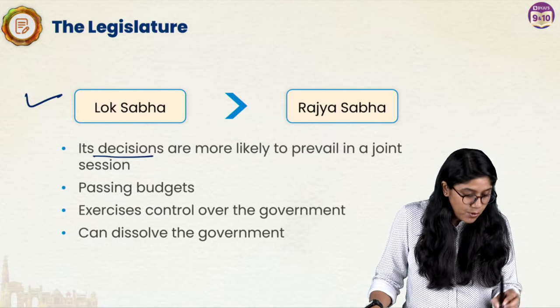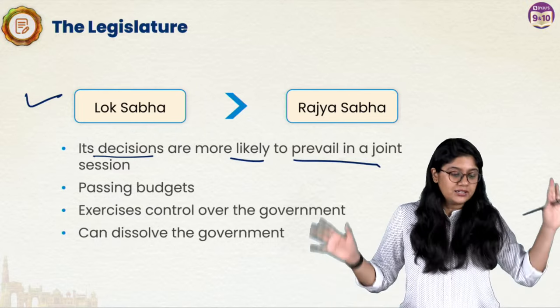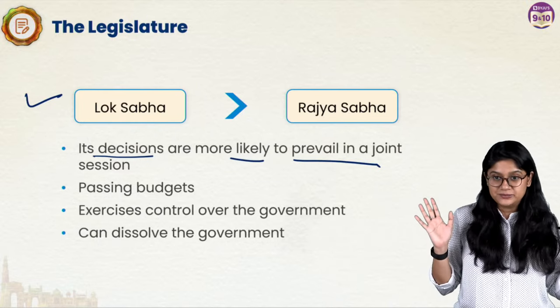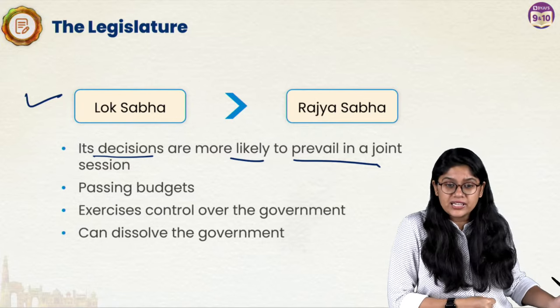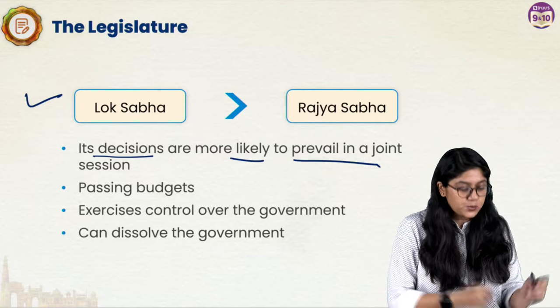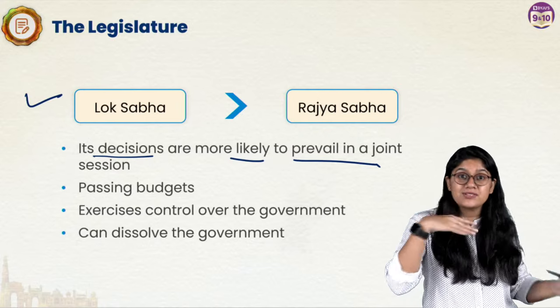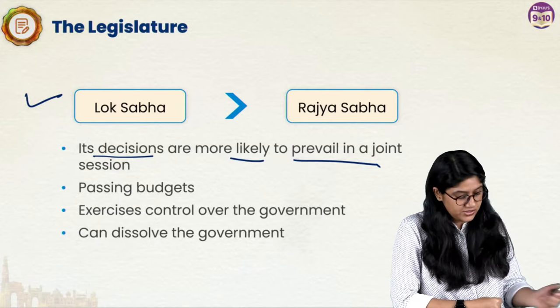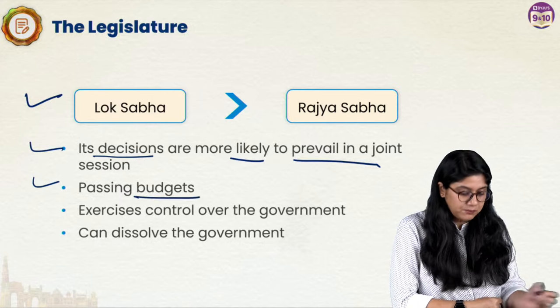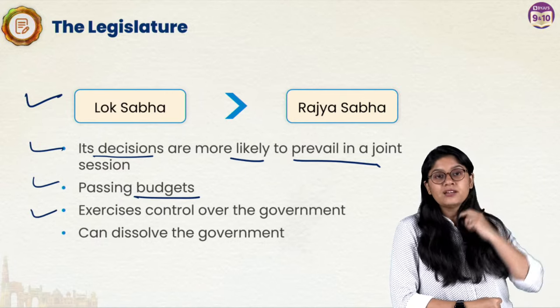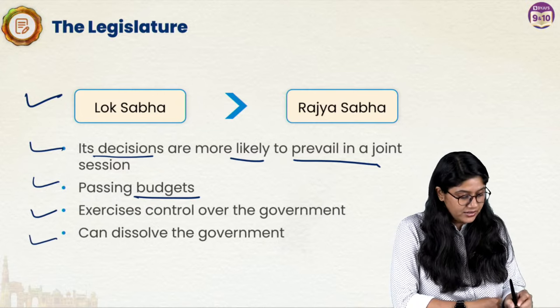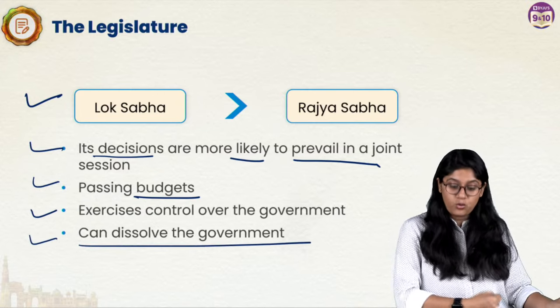The decisions are more likely to prevail in a joint session. Just in case both the houses are not agreeing, both the houses will come together and have a discussion, and that's how the bill will pass. Passing the budget plays a very important role over here. Lok Sabha has more control over the government and can dissolve the government also.